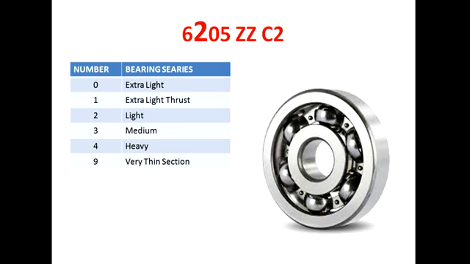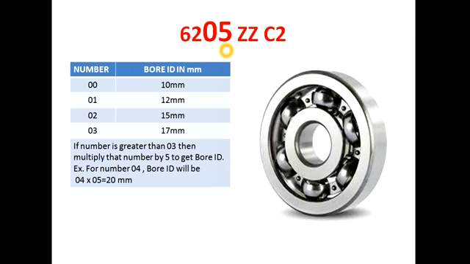Now we are going to see the description of the third and fourth digit of the bearing number. So come on, let's see. Here the fourth and fifth number of the bearing number describes the bore ID in mm. So if 00 is mentioned in the bearing number, then it describes 10 mm in bore ID. This is the bore ID of the bearing. So if 00 is mentioned here, then its ID is 10 mm.